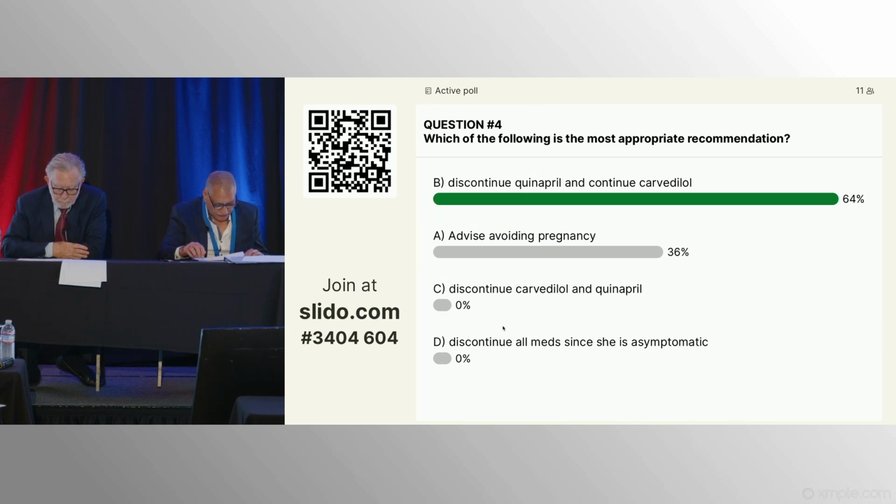She comes in accompanied by her husband contemplating another pregnancy and was referred by the obstetrician for your opinion. She has no current symptoms, physically active, and walks 45 minutes on the treadmill 3 to 4 days a week. Which of the following is the most appropriate recommendation? A, advise against pregnancy. B, discontinue quinapril and continue carvedilol. C, discontinue carvedilol and quinapril. D, discontinue all meds since she's asymptomatic.